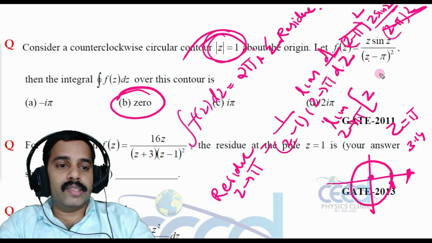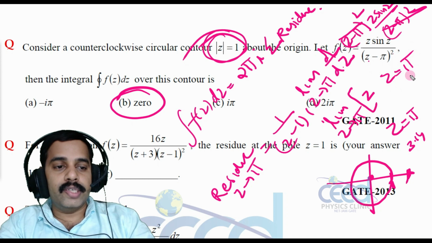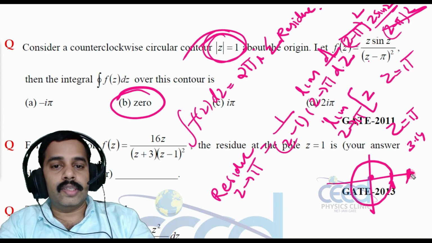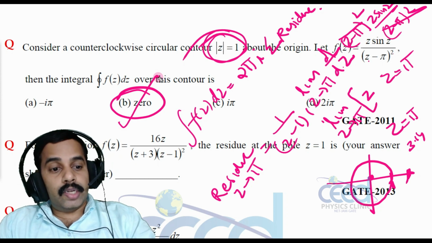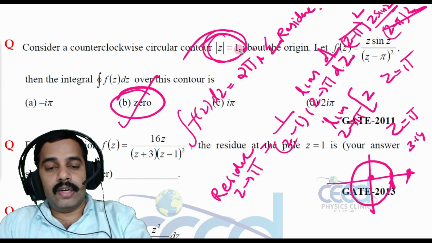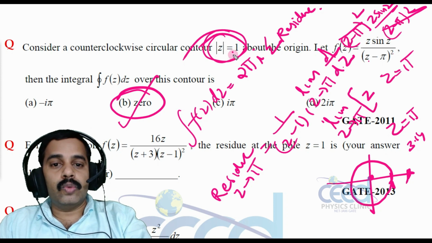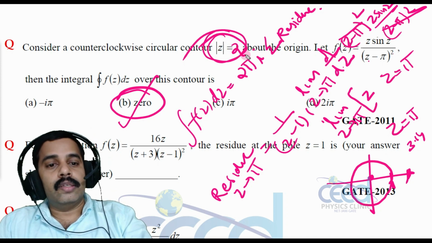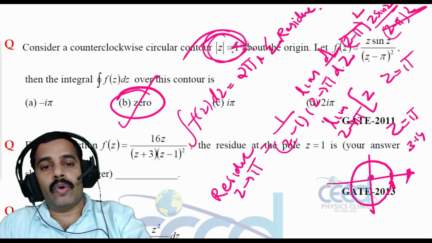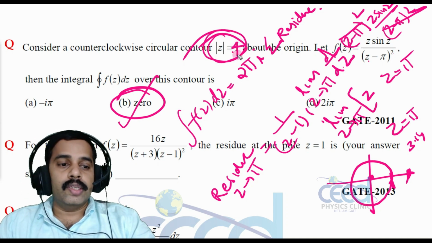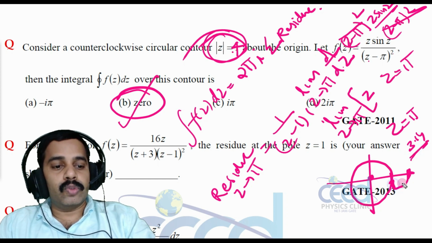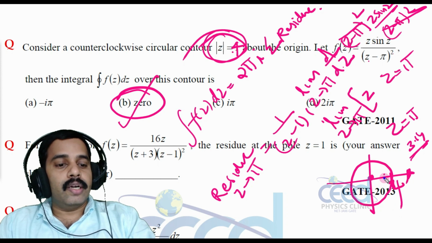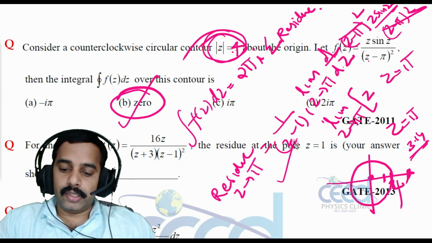Our pole is z is equal to pi, but this pole is outside this contour, then we need not calculate, then the answer is 0. Suppose it is given that mod z is equal to 4, then the point pi, that is 3.14, is inside this contour, then we have to do like this.